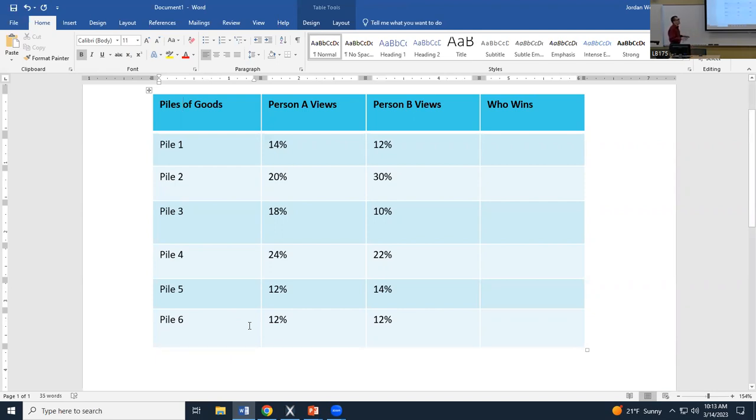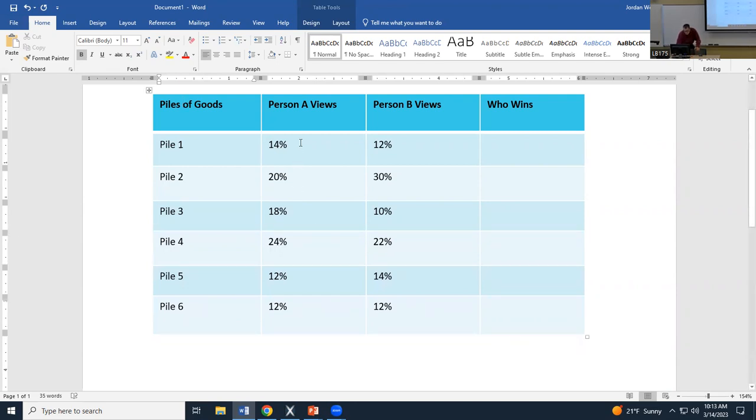So let's pretend person A picks first, okay? So if we're doing taking turns and person A picks first, well, A is gonna pick what A thinks is the most valuable. So if you can see the highest percentage that A thinks, pile four. So A is gonna pick that first. Now, once A picks that, that's no longer available. So B is going to pick the highest percentage that they think out of the remaining piles.